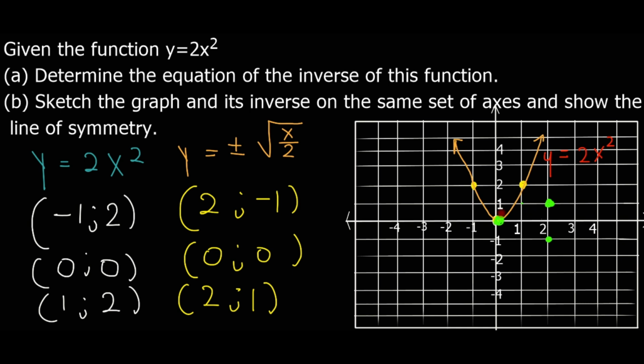So now our graph of the inverse goes in this way. It will be something like this, and we say it is y equals plus or minus root x over 2. And then the last part is the line of symmetry. Just like in the previous video, this line always goes through the origin and through the point where the graphs intersect. So these graphs intersect here, and this line passes through that point of intersection. So this is our answer for this question.